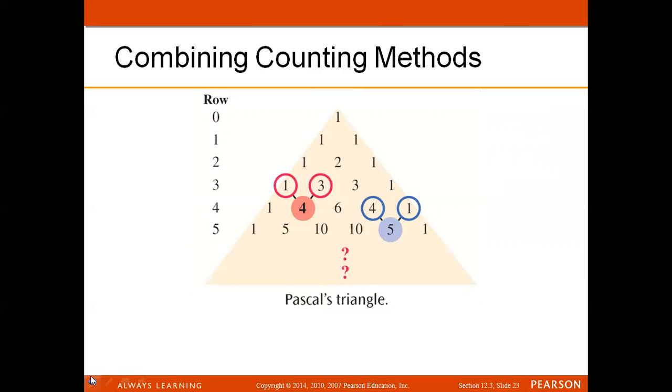We would have, not on the tablet, so it might look funny, but in row 6, we would start with a 1. We would sum our 1 and 5 for a 6. We would sum our 5 and 10 for a 15. We would sum our 10 and 10 for a 20. Our 10 and 5 for a 15. Our 5 and 1 for a 6. And we end with a 1.